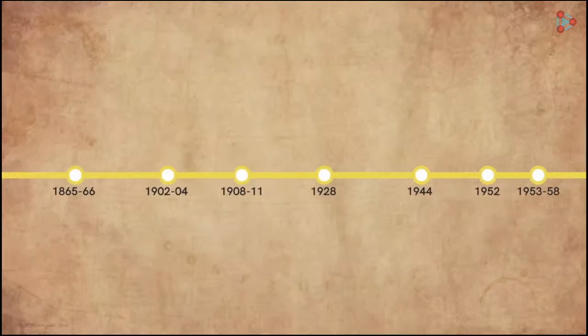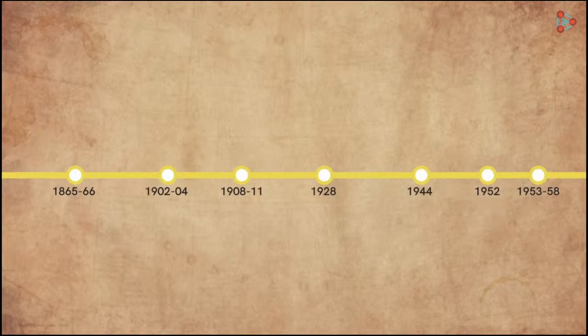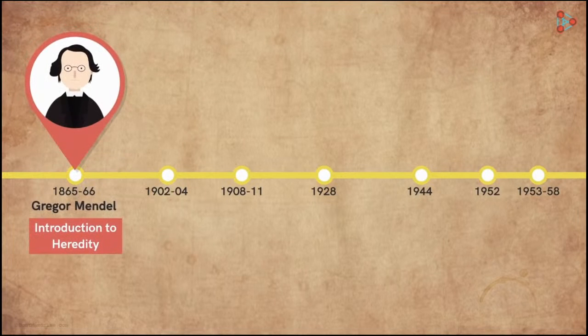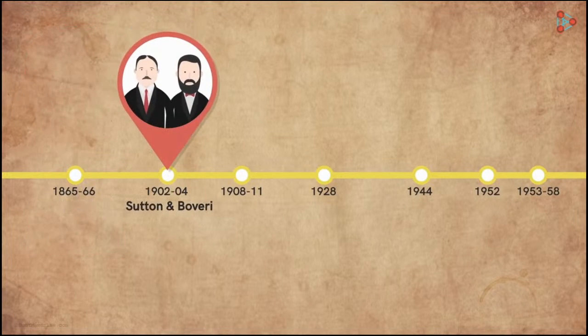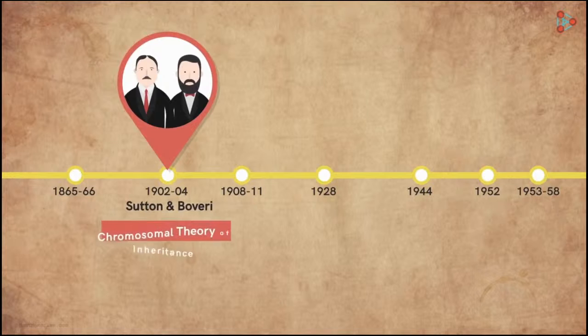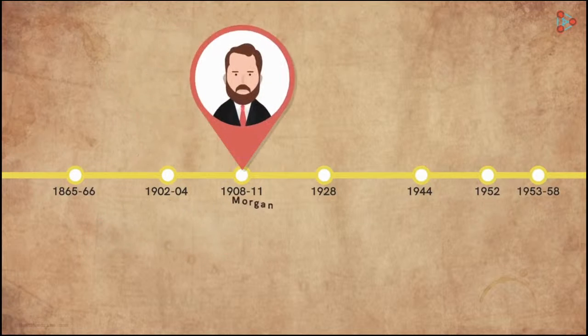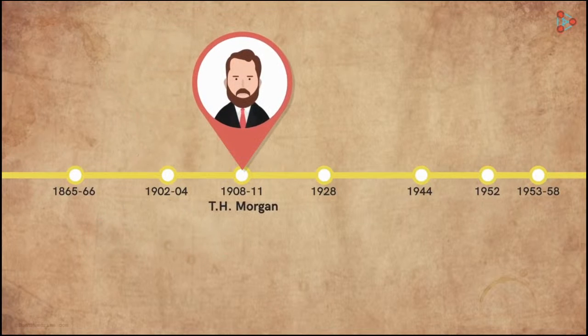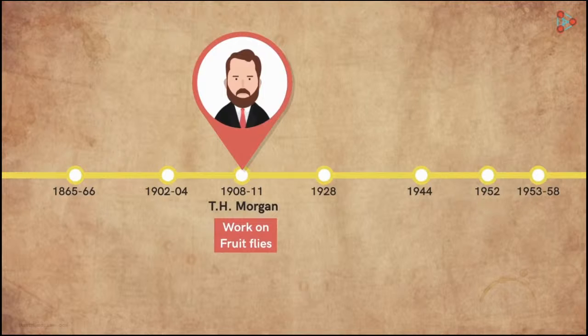This is our timeline of the history of genetics. So far, we've covered the important milestones up to this point. Yes, we've taken a look at the work of Gregor Mendel, followed by the work of Sutton and Boveri. This was the chromosomal theory of inheritance. Later, it was Thomas Hunt Morgan who put forth his work on the common fruit fly and achieved another milestone.